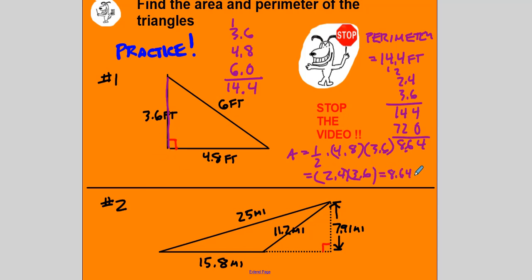square feet. Okay, the area is 8.64 square feet. The perimeter is 14.4 feet.